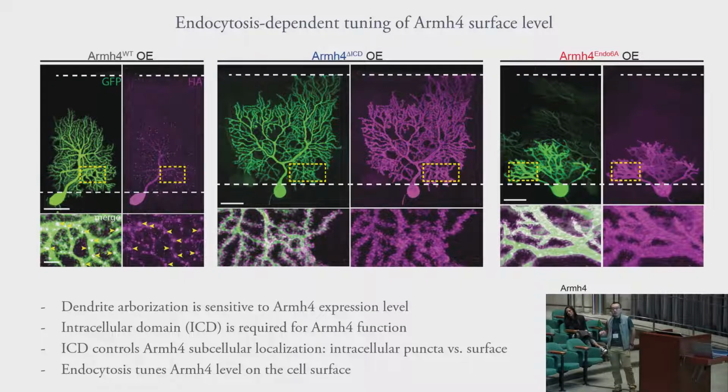So in this case, we now tease apart the localization signal intracellularly and the signal transduction motif, which remain to be identified. More proteins go to the surface, but the signal transduction is still there. So you get an even more severe phenotype than the wild-type overexpression.